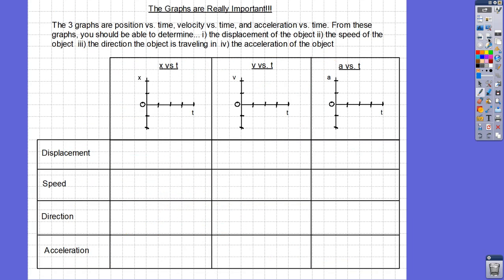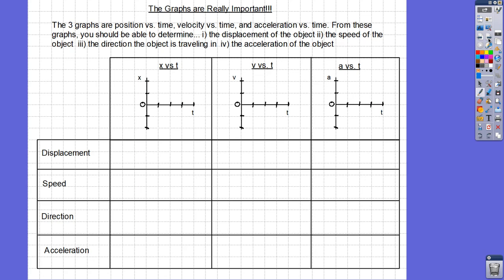So it's not a matter of that. We want to look at things in the broader perspective here. So the graphs turn out to be really important. We have position versus time, velocity versus time, and acceleration versus time. From these graphs, we should be able to determine what the displacement of the object is, the speed, the direction, and the acceleration. Now, each graph will not be able to tell you all four things, so we have to be a little bit careful there.